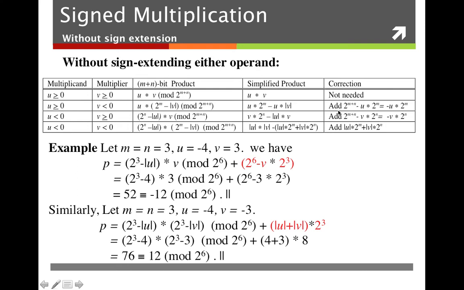So a correction is required, and the correction is basically equal to this. This is just another way of saying what this is, because in m plus n bits, this is, I guess you can say, congruent to minus u times 2 to the m. And this is symmetrical, so I'm not going to talk about it. You just have to correct, but the correction is on the u side as opposed to the v side.